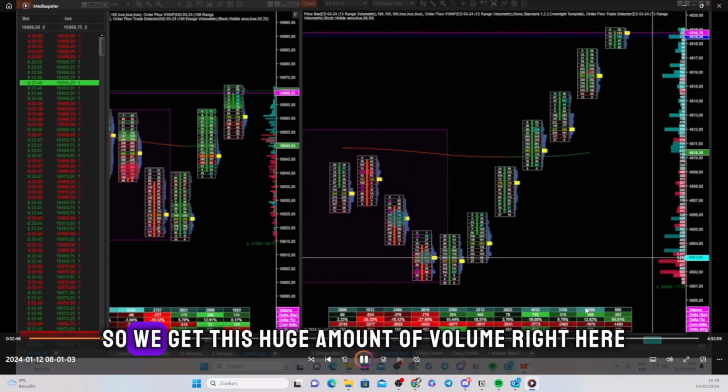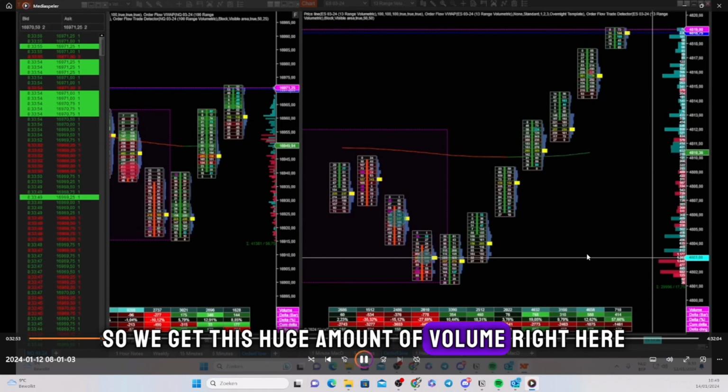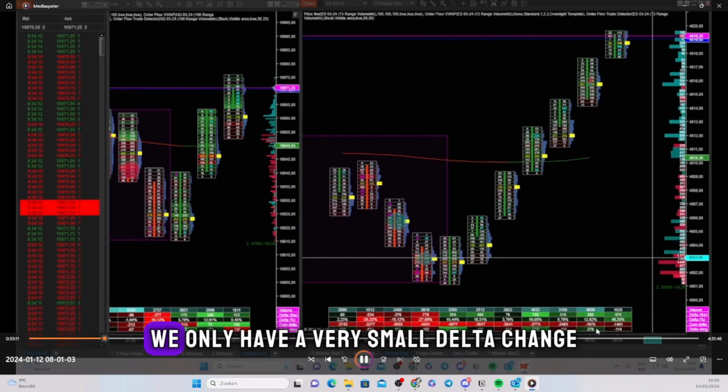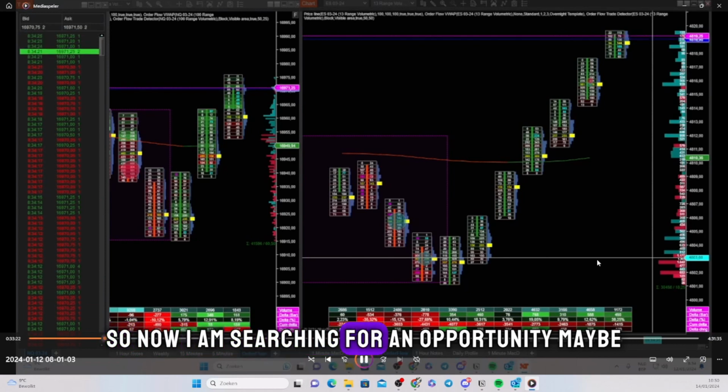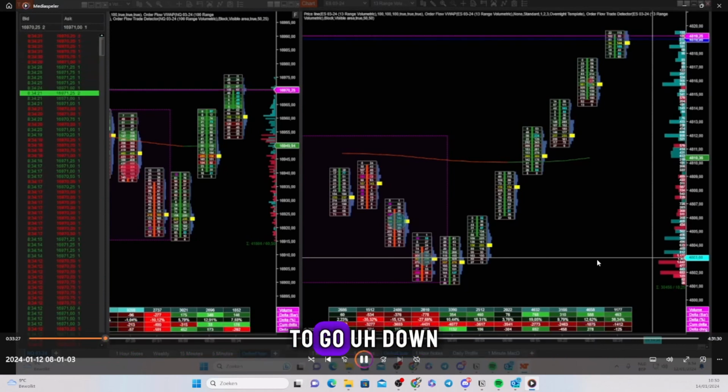We get this huge amount of volume right here. This is something that catches my eye. We only have a very small delta change. So now I am searching for an opportunity maybe to go down.